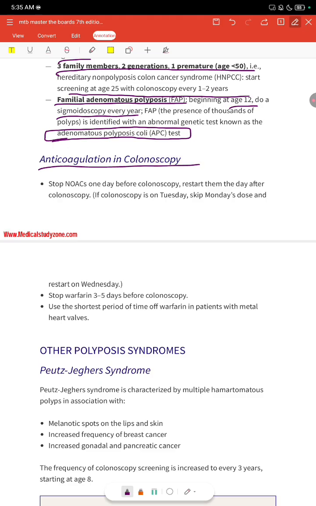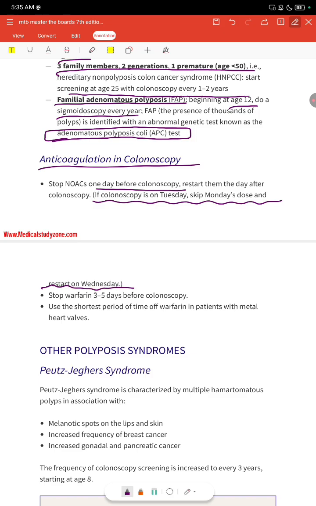Anticoagulation in colonoscopy. So stop NOACs 1 day before colonoscopy. Restart them the day after colonoscopy. If colonoscopy is on Tuesday, skip Monday's dose and restart on Wednesday.